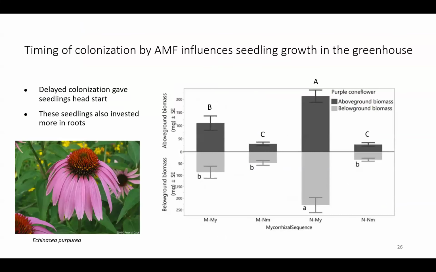And so she looked at 3 different plant species. And so this is the pattern for Echinacea purpurea, for purple coneflower. And what I want you to notice is that she's showing you both above and below ground biomass, so you can get a feel for the total plant performance. And you can see that when the plants are colonized by mycorrhizal fungi, they grow much larger. But if you actually delay colonization, the plants grow even larger, right? And those plants in particular are investing more in their roots. So there's this advantage to actually delaying the colonization.